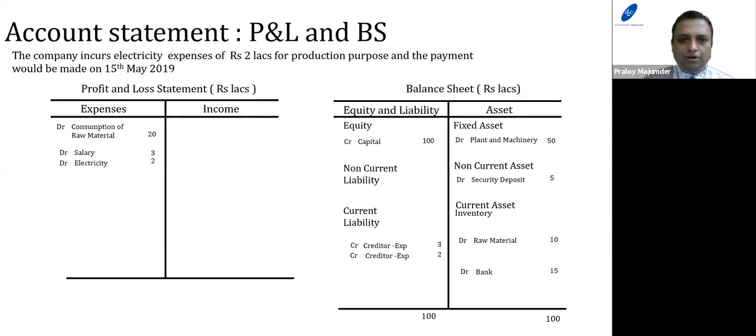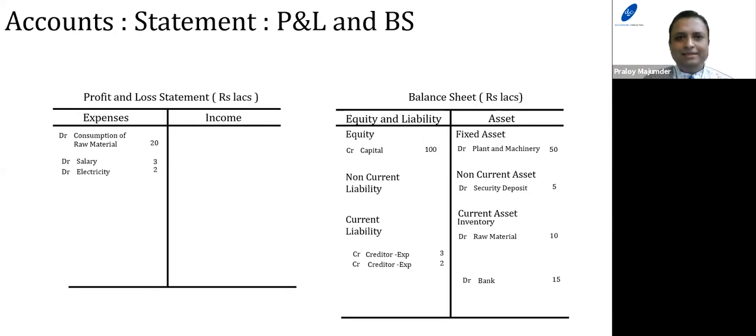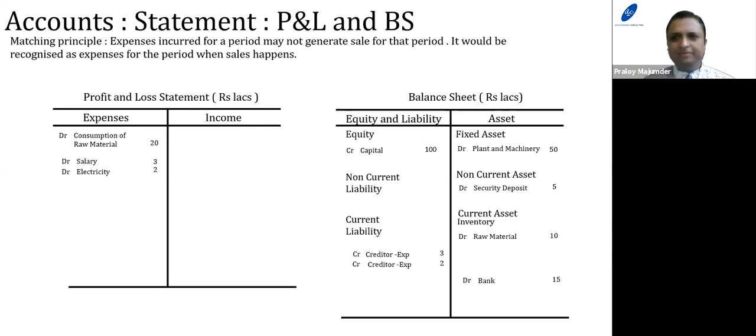Now, if we want to close this on 30th April, something called the matching principle comes into the picture. What is the matching principle? The matching principle says that expenses incurred for a period may not generate sales for that period. Since it is not generating sales for that period, it will not be treated as an expense. It will be recognized as an expense for the period when sales happen. So during the month of April, the company has incurred expenses of 25, but sales are not happening. So here we have to apply the matching principle. That means we have to pass an entry which will reduce the expenses. These expenses will be booked when the sales happen.